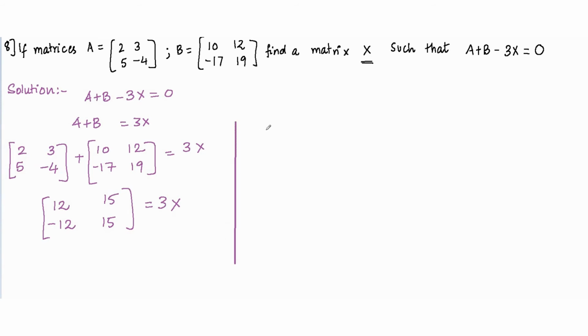with x, I can take it to the other side. So x will be 1/3 of 12, 15, negative 12 and 15. So if I multiply each element with 1/3, 1/3 of 12 is 4, 1/3 of 15 is 5, 1/3 of negative 12 is negative 4 and 1/3 of 15 is again 5. So the matrix X is equal to 4, 5, negative 4, 5.